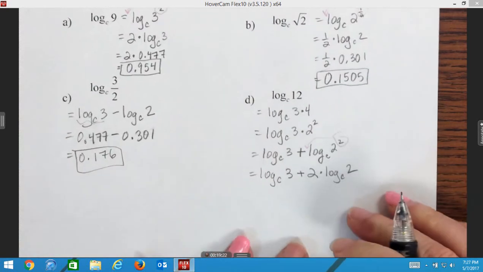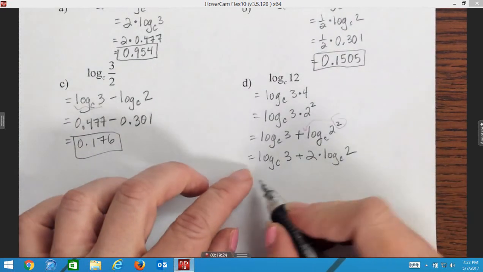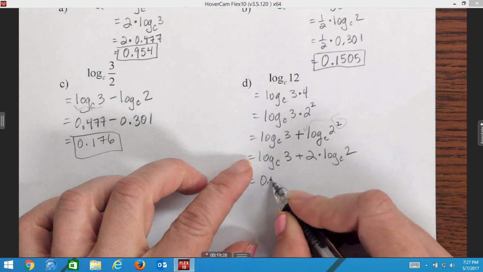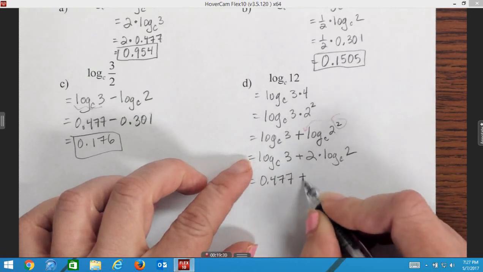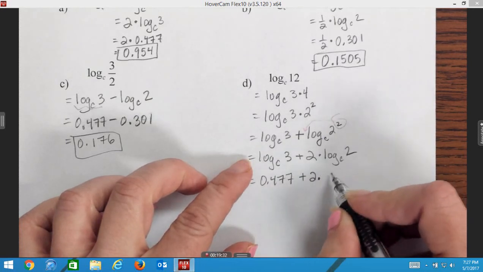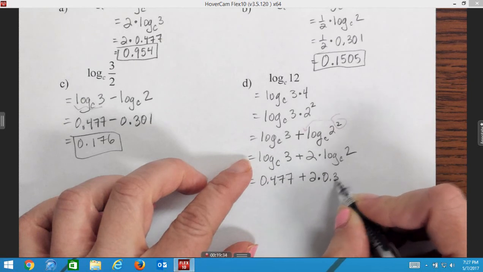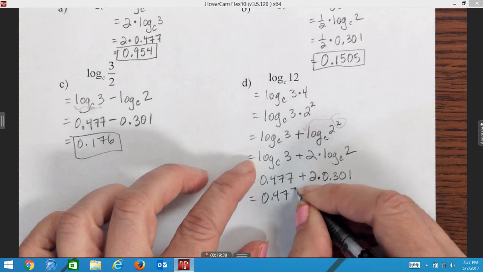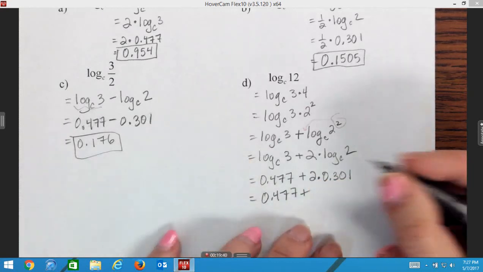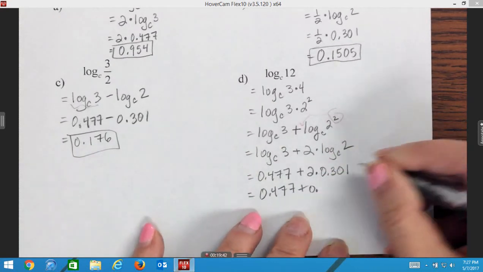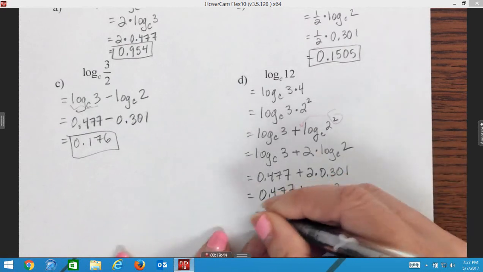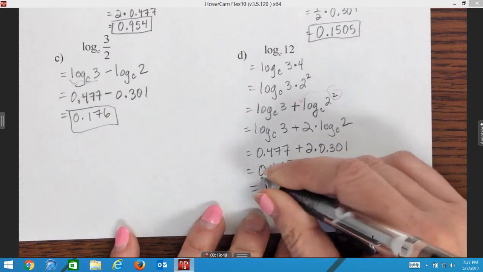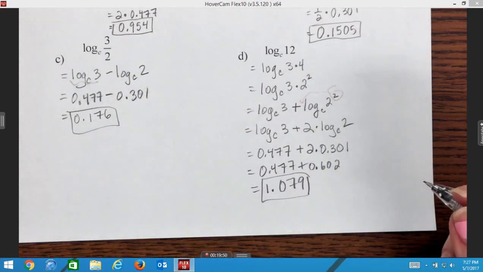Get log base C of 3 plus 2 times log base C of 2. And then we substitute in our values that were given in the directions. Log base C of 3 is 0.477 plus 2 times 0.301. So what is that? 0.602, add them together, and we'll get 1.079.